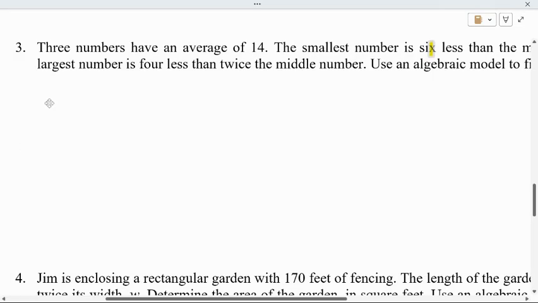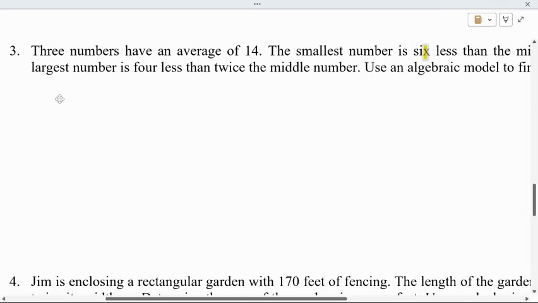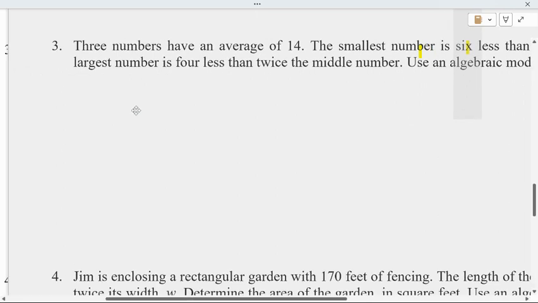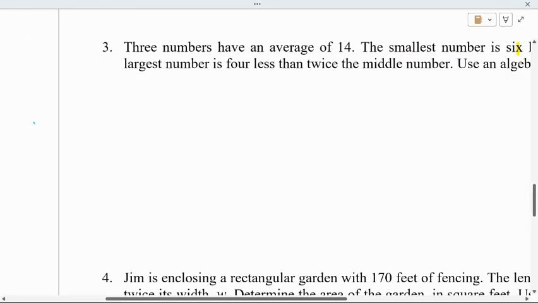So average. Come on. Oh, come on, for Pete's sakes.